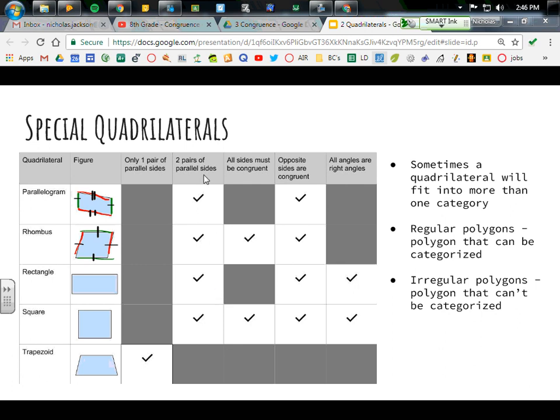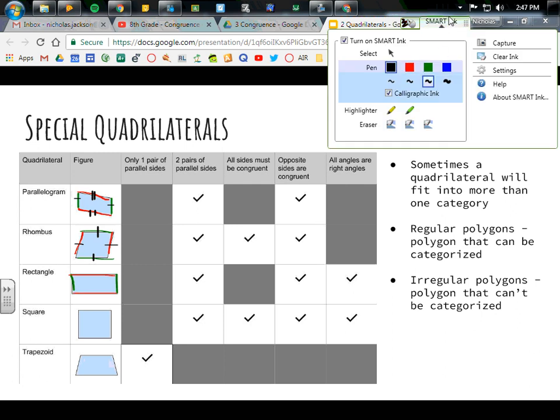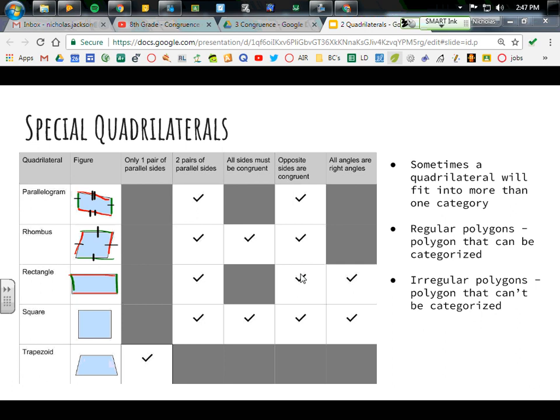First of all, we have two pairs of parallel sides. This side is parallel to this side, and this side is parallel to this side. We also have opposite sides being congruent. So that side is congruent to that side, and this side is congruent to this side. But as you can see, all four sides are not congruent, which means that it is not a rhombus, right? This side is different than this side.